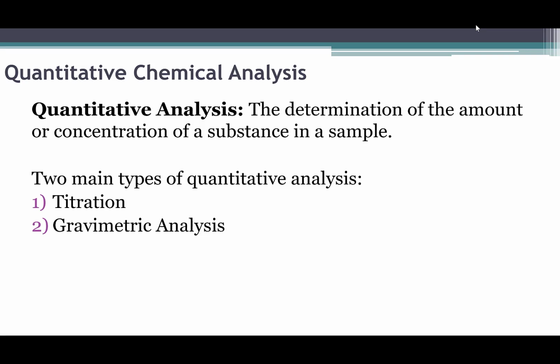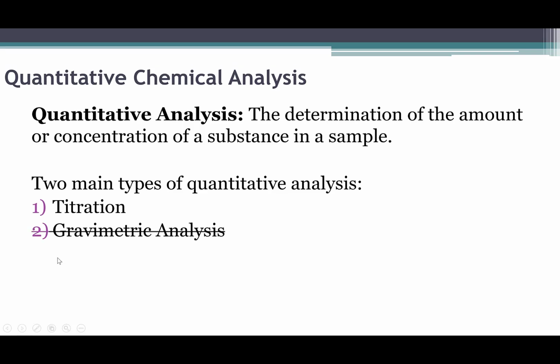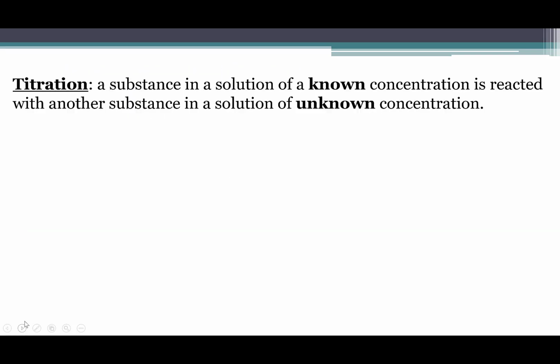There's two common quantitative analyses. Titration is going to be the one that we focus on. There's a gravimetric analysis, but we don't talk about that in this class. So today we're going to introduce titration. A titration is defined as such. A substance of a known concentration is reacted with a substance of an unknown concentration. So we're trying to determine how much of something we have, and we're going to use something that we know to get us that information. So known to find unknown.